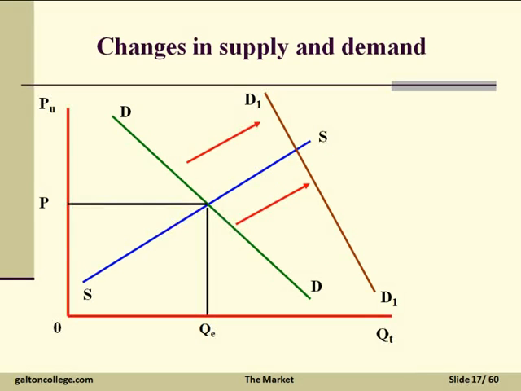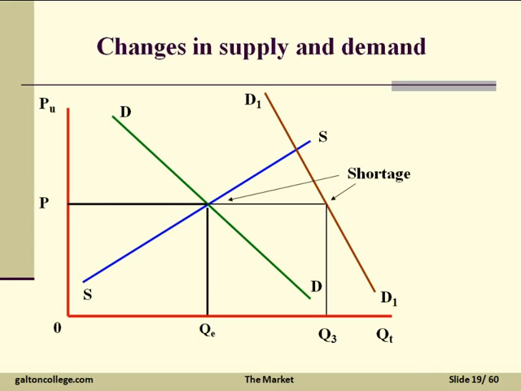Now if that's the case, then at the existing equilibrium price of P, there is now an excess demand. It's as if the old demand curve, DD, no longer exists, because the new demand curve, D1, is now in play. So at the price P, there is now excess demand. In other words, at the price P, there is a shortage, and the shortage is equal to the difference between Q3 and QE.